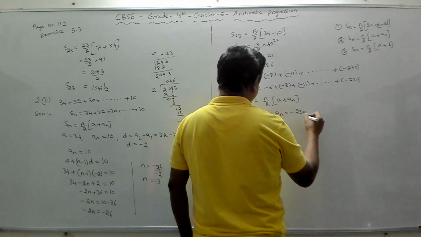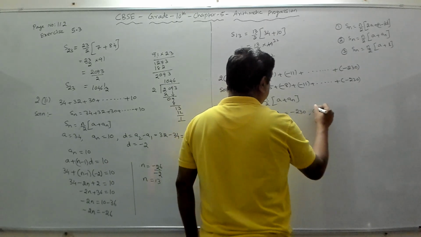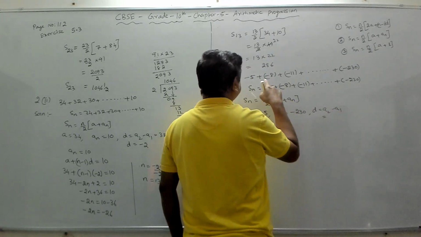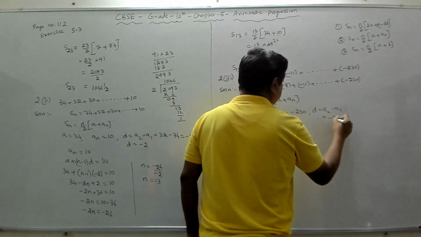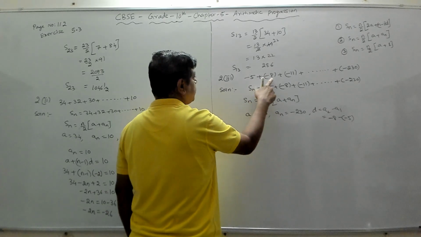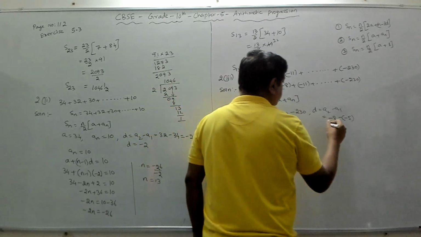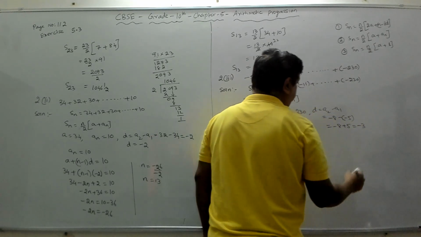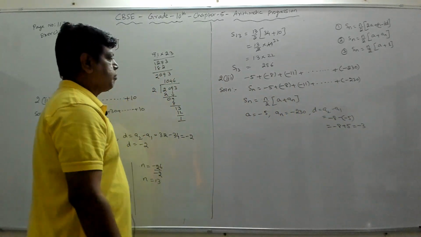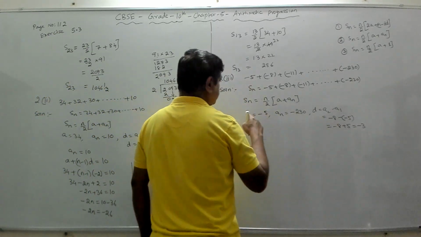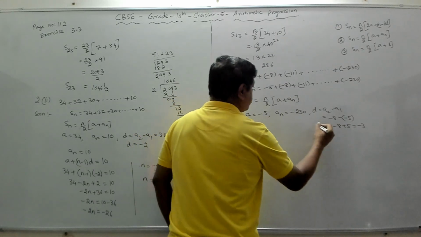Let's try to find our d. D is A2 minus A1. A2 is minus 8, and A1 is minus 5. So d equals minus 8 plus 5, which is minus 3. Now we got d as minus 3.